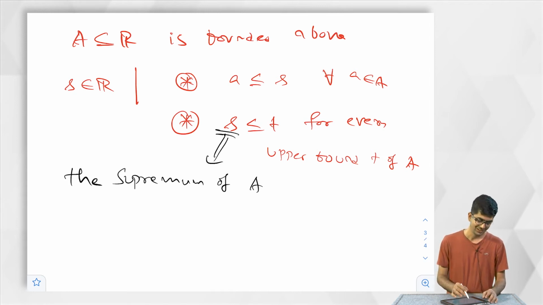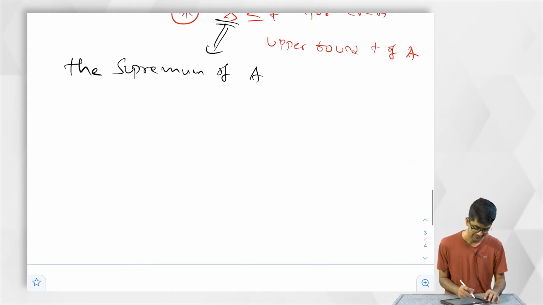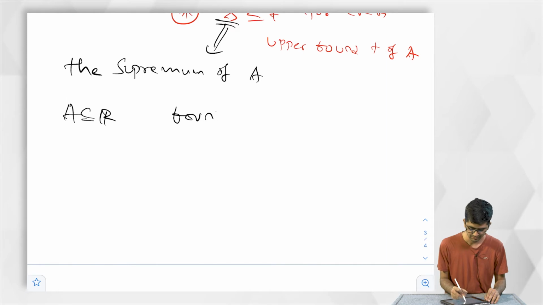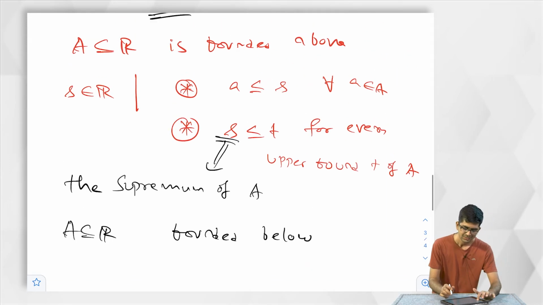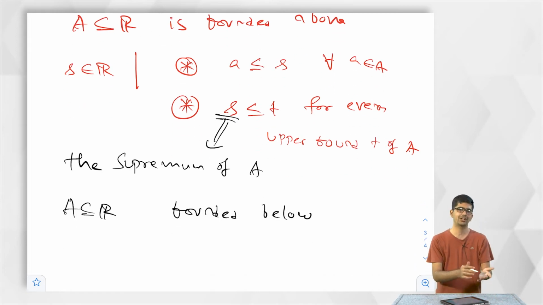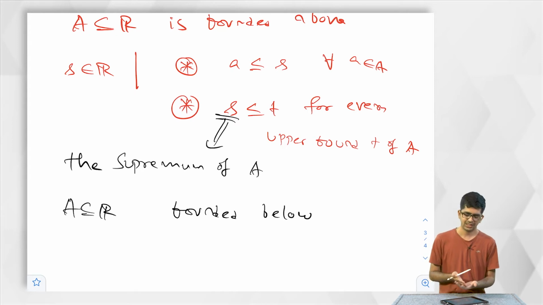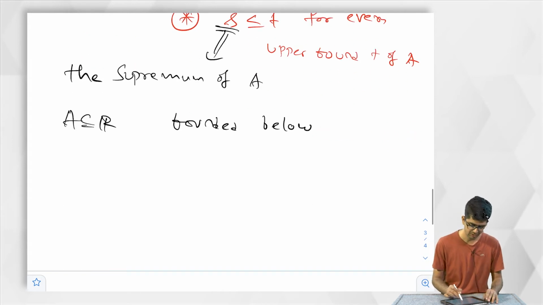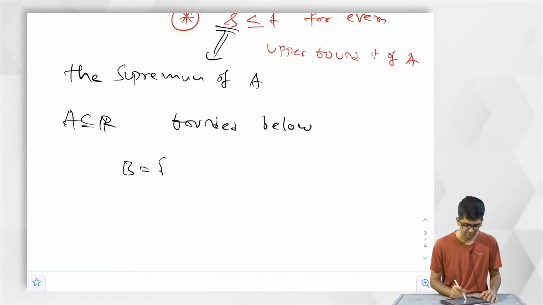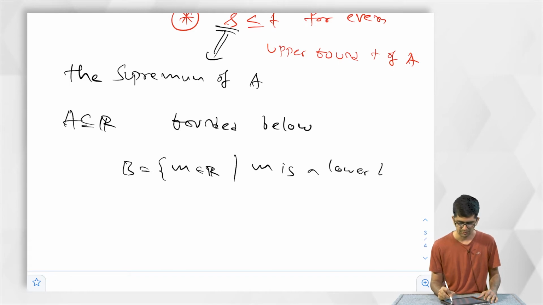Now, one can do the same thing for bounded below. So, let us take a bounded below subset. One can again do the same thing that whatever we have done before. Now, instead of collecting all upper bounds, let us collect all lower bounds, right. It is bounded below, so there will be some lower bound. So, let us collect all lower bounds. B is equal to M belongs to R such that M is a lower bound.